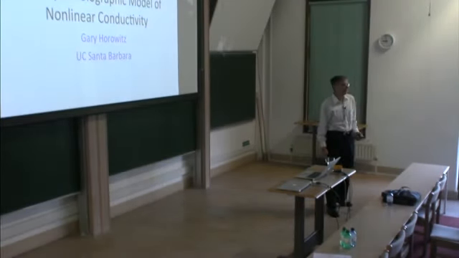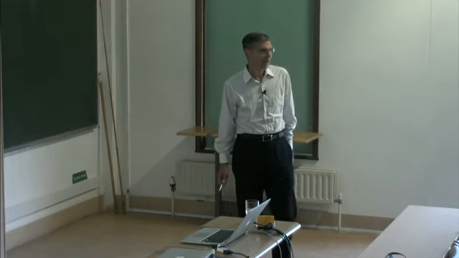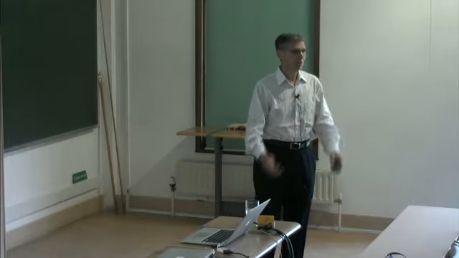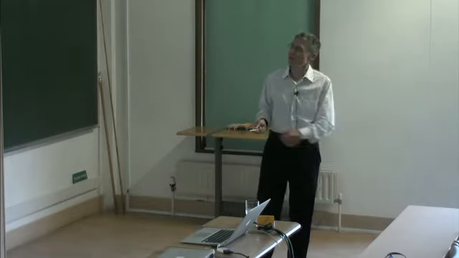And to begin, let me just remind you of the standard method of computing conductivity in a holographic setting, or through a gravity dual. So the first step is to find an appropriate static black hole solution to represent the equilibrium configuration of the system. Then, since we want to compute conductivity using linear response, all you have to do is to perturb this solution.